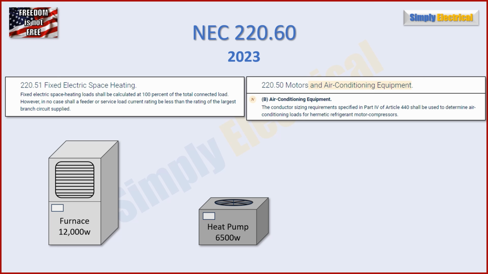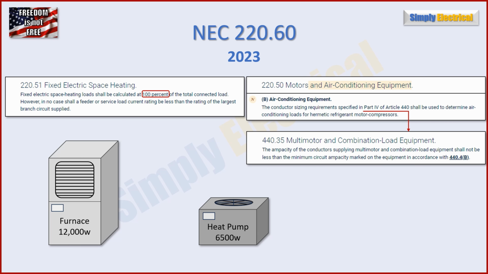220.51 tells us that we take the furnace at 100%. You can see it says fixed electric space heating loads shall be calculated at 100% of the total connected load. Then we go over 220.50, which refers us to Part 4 of 440. And in Part 4 of 440, this requires that the minimum circuit amps of the unit nameplate be used. So as we can see, we take both units at full value.